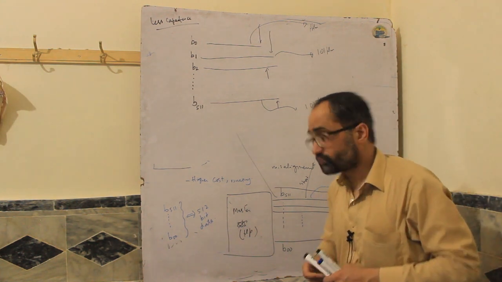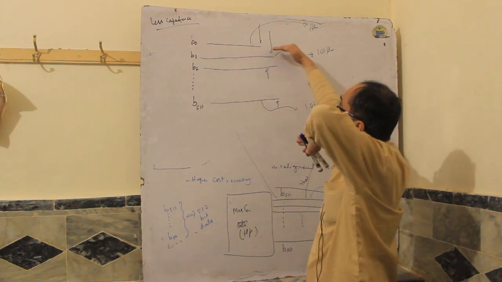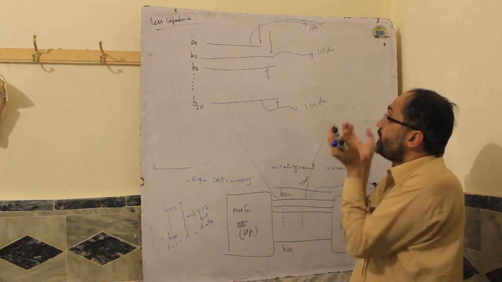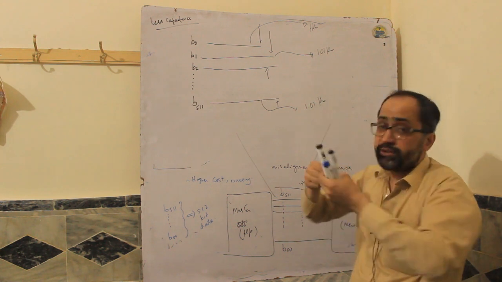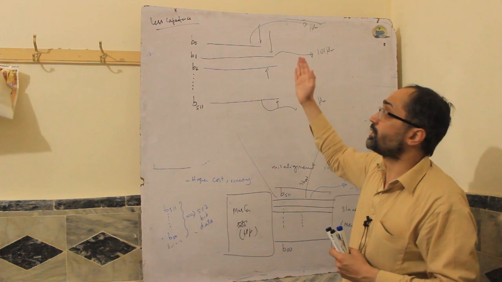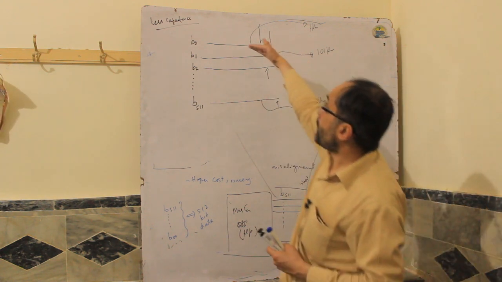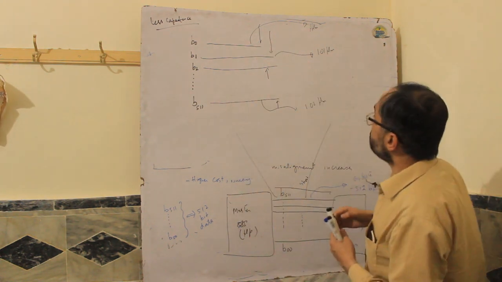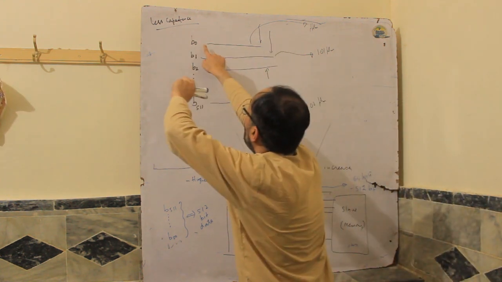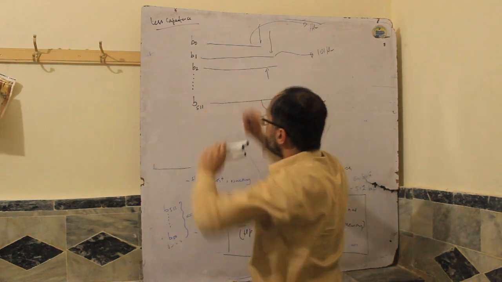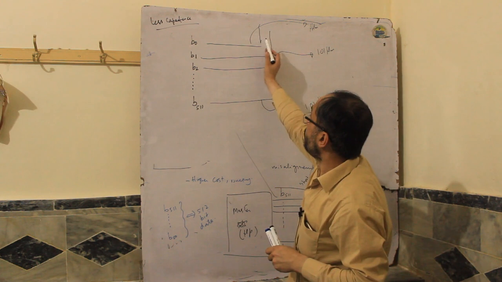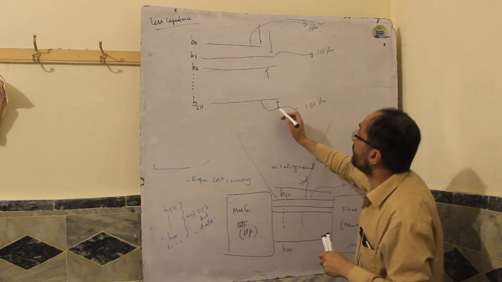So when you fabricate these devices and you want all of these wires to have the same dimensions, it's not necessary that all of them are of the same dimension when you fabricate them. So each of these wires will have different properties. Because of different properties, let's assume that in this wire the data arrives faster, and in this wire the data arrives slower.